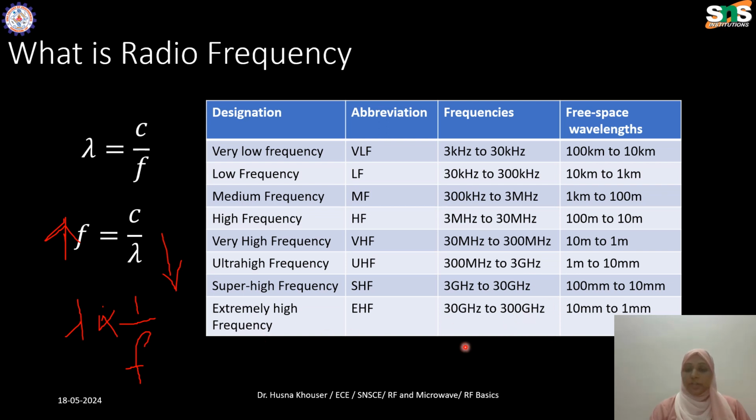That's why, in the high frequency ranges, the wavelength is 10 mm to 1 mm. This we call a millimeter range application, which I'll show in the next slide. What is the wavelength?